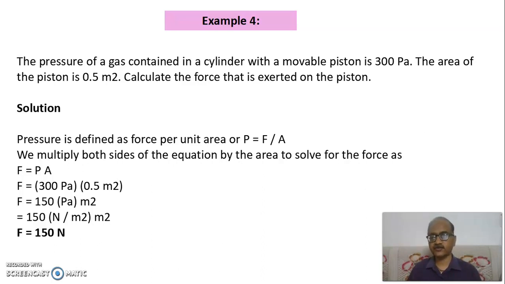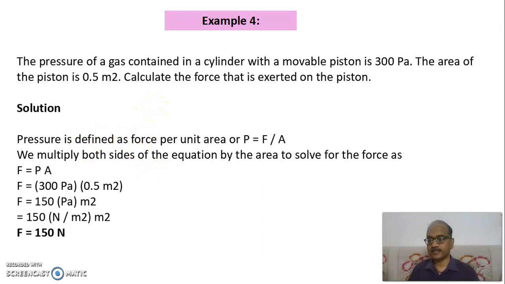The area of the piston is 0.5 meter square. You have to calculate the force that is exerted on the piston. The force is asked here, area is given, and pressure is also given. The formula for pressure is force upon area. So if you cross multiply here, then you find that force is equal to pressure into area.